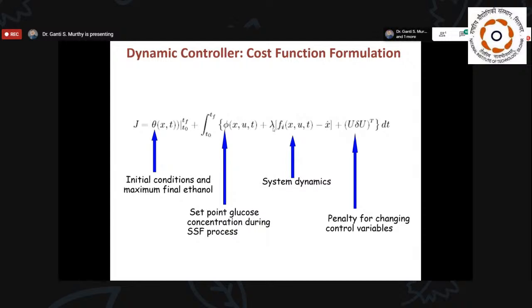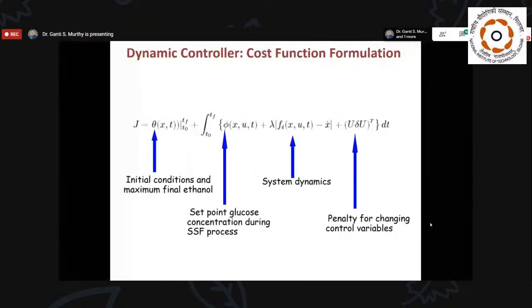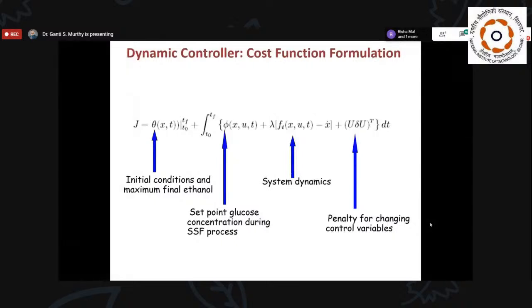And then also we have to think about how we change the controls. If I'm changing my temperature from 30 degrees Celsius to 32 or decreasing that from 30 to 28, for example, it is not free. It costs money to do that, right? Therefore, we need to be thinking about how we can do this, and we have to have a penalty for changing the control variables. So that is what is represented by the last term.